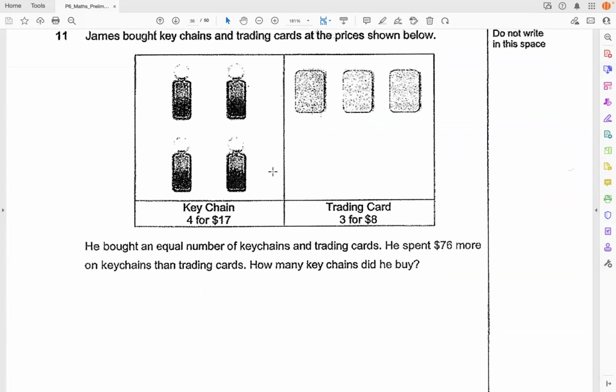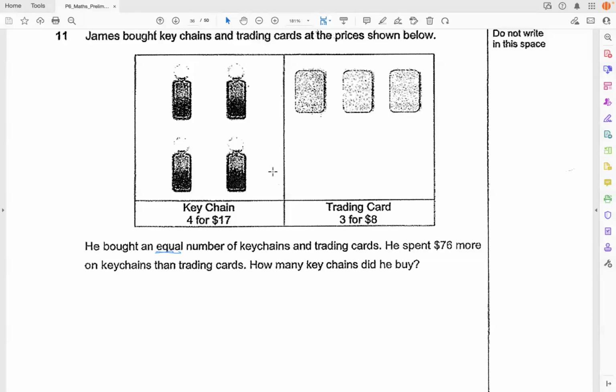Plenty of times. Okay, he bought an equal number of keychains and trading cards. Equal number is a keyword. Okay. So now we know that the keychains must be bought in 4s. No way you can buy 1, 2 keychains. Once you buy, you must buy in packets of 4. Right? Trading cards the same. Each time you buy in packets of 3.